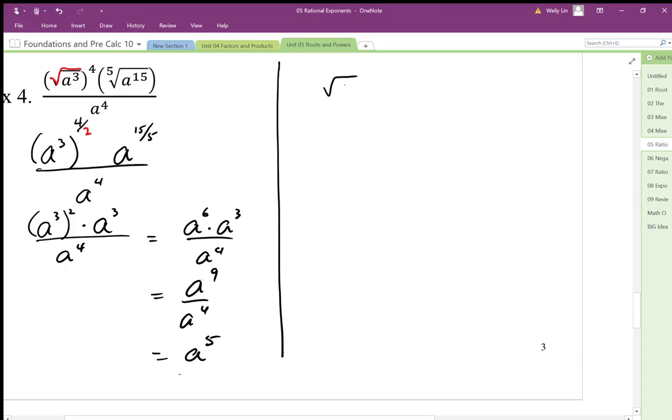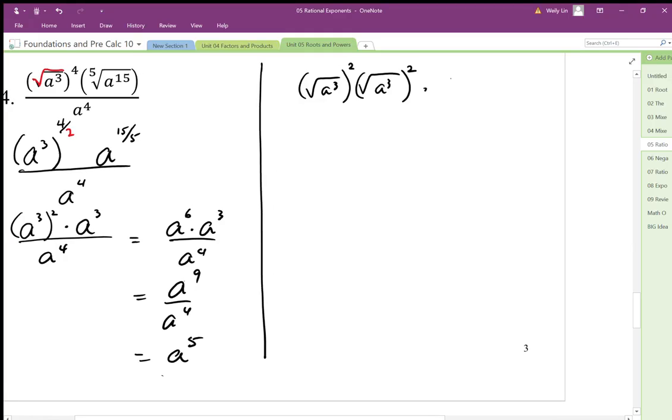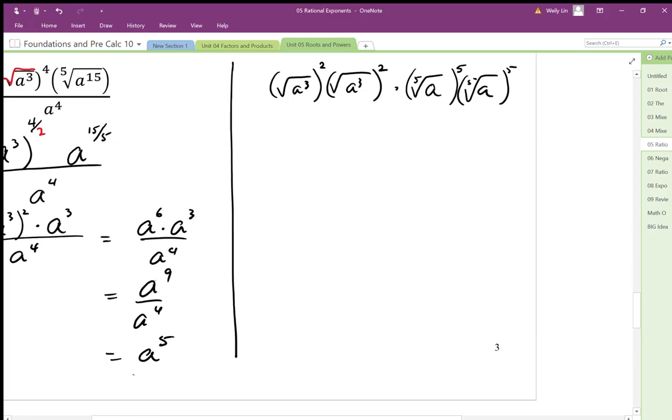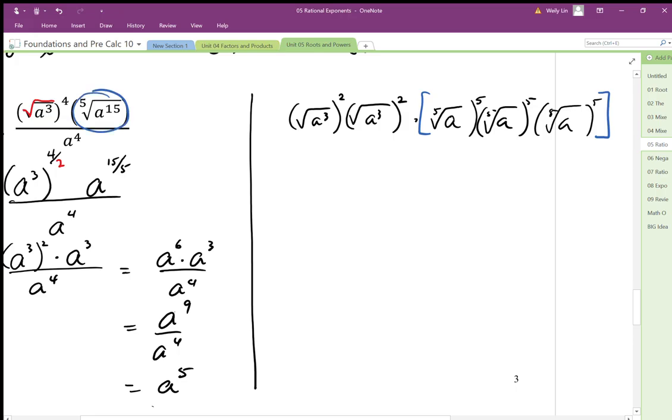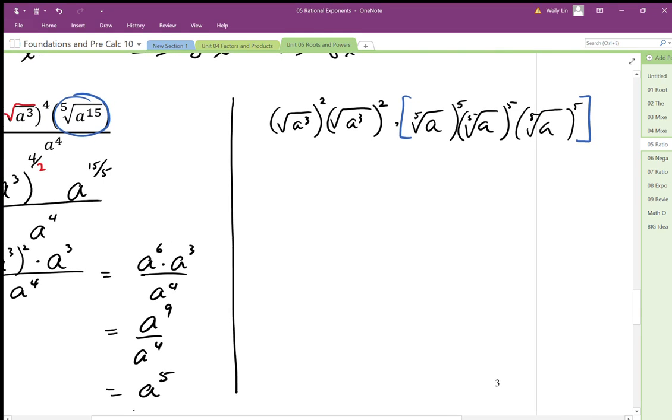The other way we can do this is I can split my power 4 into squared and squared. Well, that's going to undo that square root. Here I'm going to end up with fifth root to the power 5, fifth root to the power 5. And to make the power 15, I need to have fifth root power 5 again. So maybe I'll just group that in blue. This fifth root of power 15, I can just keep my root and show my power 15 as power 5, power 5, power 5.